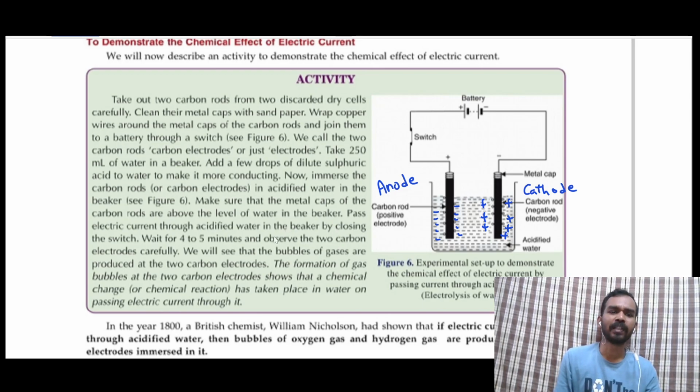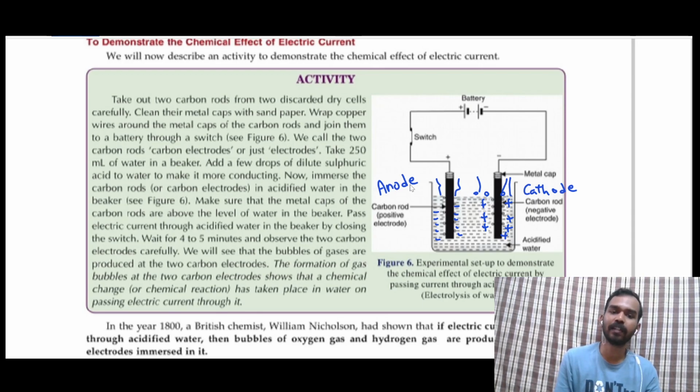So what is happening here is it is conducting, right? You immerse the rod, so current is flowing through the rod. Then wait for 5 to 10 minutes. Then you can see there is some kind of bubbling. Here the bubbles will form and some gas will release.